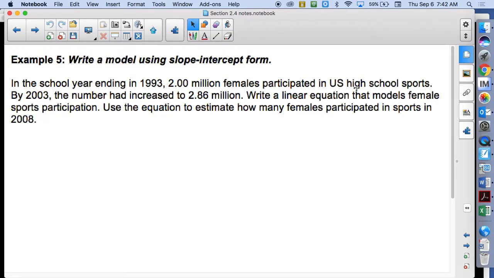So looking at example 5: in the school year ending with 1993, 2 million females participated in U.S. sports. By 2003, the number had increased to 2.86 million. It says write a linear equation that models female sports participation, and use the equation to estimate how many females participated in sports. So we're supposed to write a linear equation based off the information in the word problem. What do you need to write an equation? Kevin? We need 2 points. How could you write 2 points given the information?